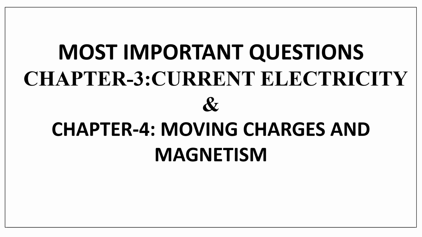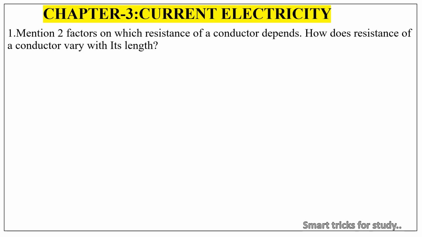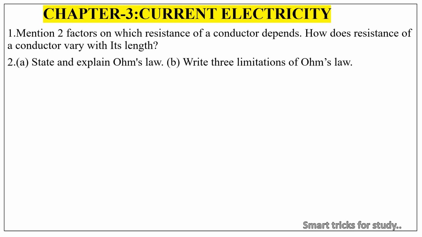Let's start one by one. Chapter 3, Current Electricity. 1. Mention 2 factors on which resistance of a conductor depends. How does resistance of a conductor vary with its length? 2. A. State and explain Ohm's law. B. Write 3 limitations of Ohm's law.